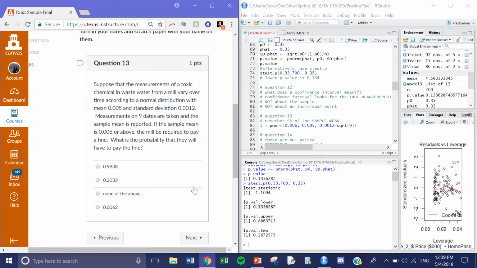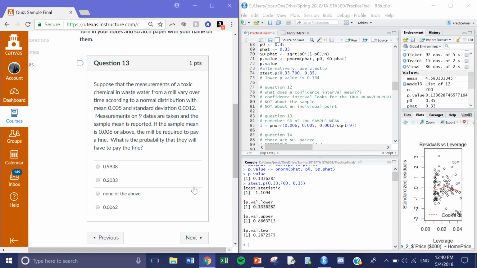Suppose that measurements of a toxic chemical in wastewater from a mill vary over time according to a normal distribution with mean of 0.005 and standard deviation 0.0012. Measurements on 9 dates are taken and the sample mean is reported. If the sample mean is 0.006 or above, the mill will be required to pay a fine. What is the probability that they will have to pay the fine?